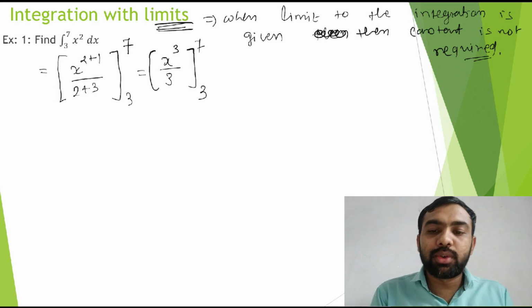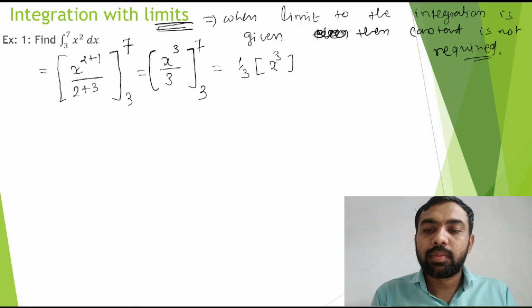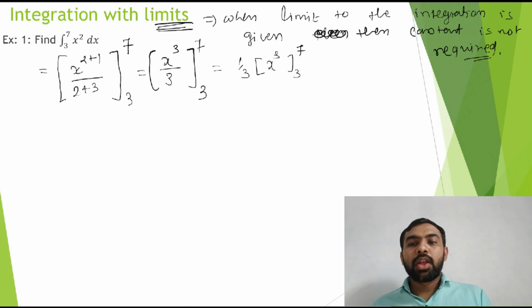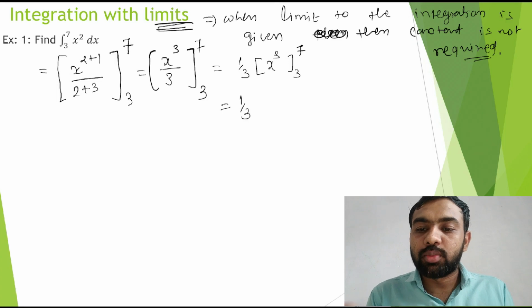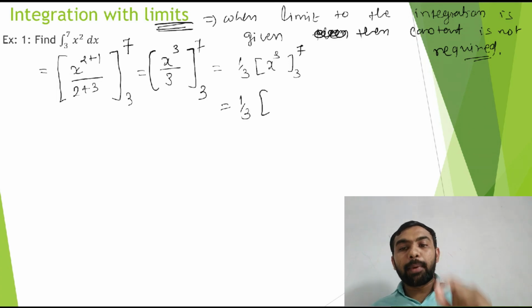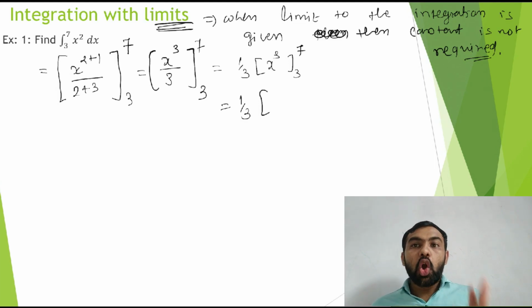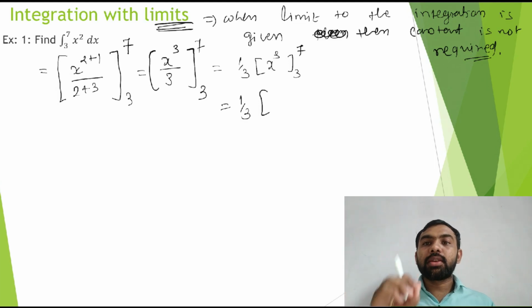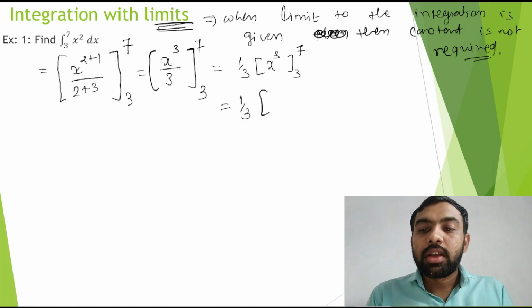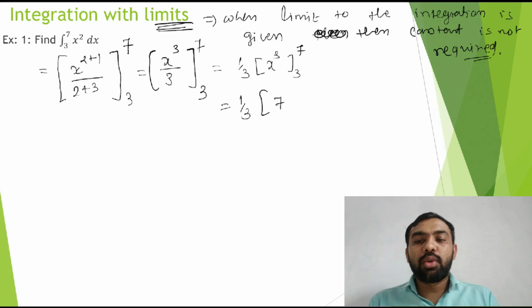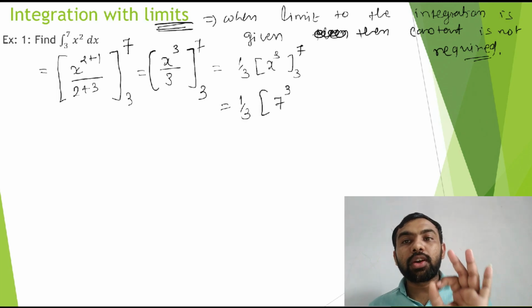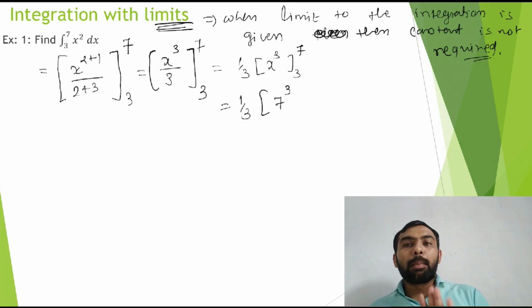Now 1 by 3 comes out. So the answer is x raised to 3 from 3 to 7. Again 1 by 3 is as it is, no change. But how to put this one? Put the upper limit minus lower limit. Always in integration, put upper limit minus lower limit. What is the upper limit? So x is replaced by 7. The cube is as it is. Only put x equal to the upper limit and lower limit. Power and anything else given to us is as it is, no change.